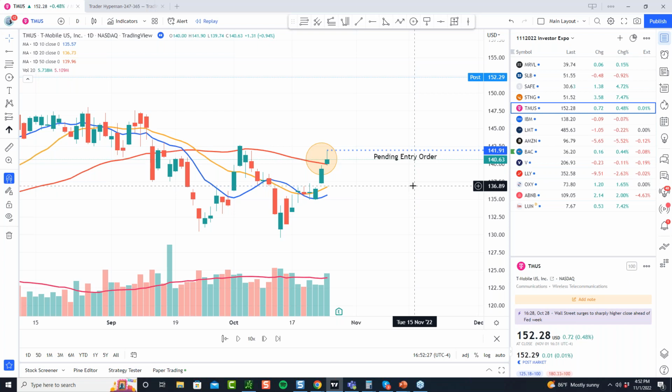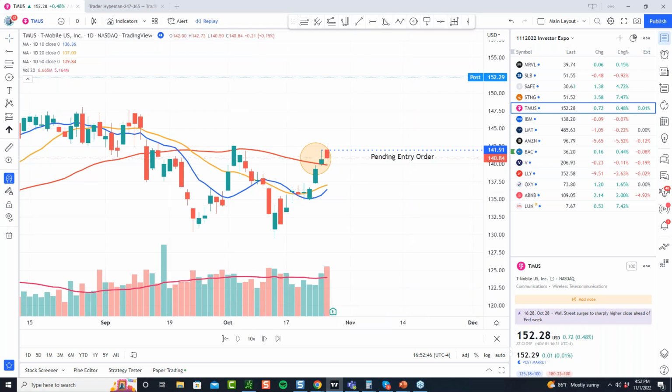So a pattern identifies itself. Now I want you to imagine we put a pending order to buy T-Mobile at $141.91. It's one tick above that bar high. So it's waiting. I don't have to sit there. I literally set it at night, and when the market's open, I've got an order sitting there. All I have to do is hit that entry order, and it's going to automatically take me in the next day.